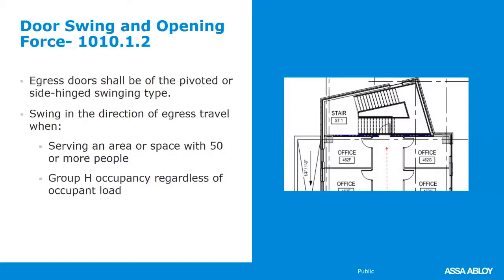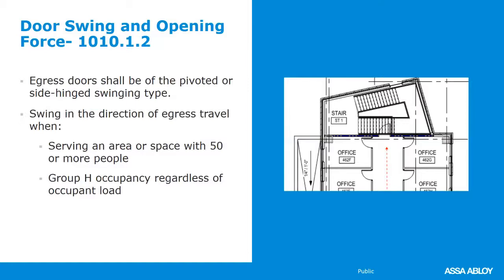Egress doors shall be of the pivoted or side hinge swinging type unless by exception, and there are some exceptions in healthcare. The swing direction of doors when serving 50 or more people, the door needs to swing in the direction of egress travel. This is why when you have double egress doors, the doors swing in opposite directions, because our path of egress is in both directions in the corridor, and we have more than 50 people going in each direction. In Group H, high hazard, regardless of the occupant load, the door needs to swing out in the direction of egress.